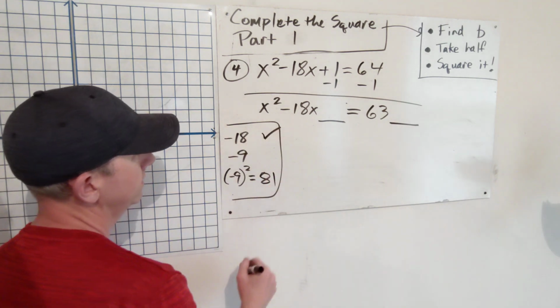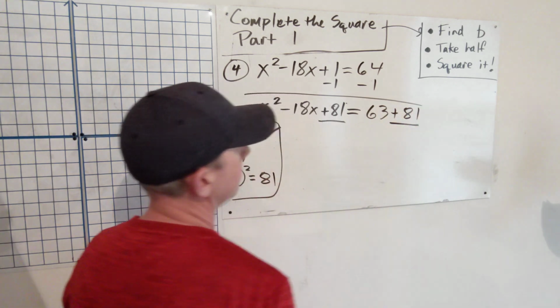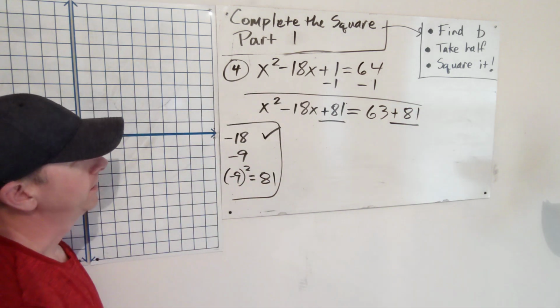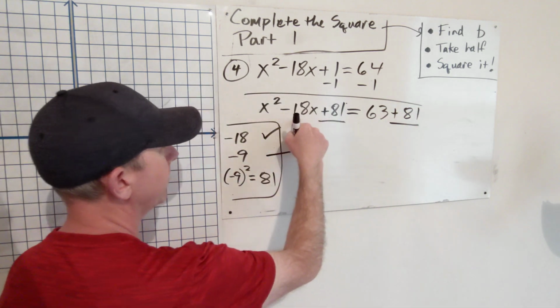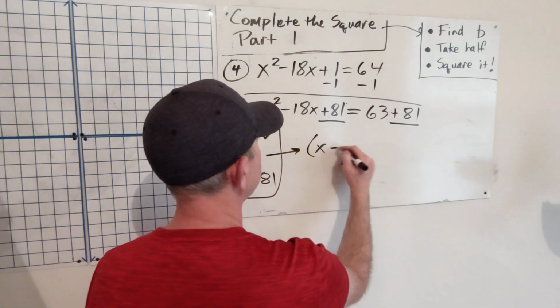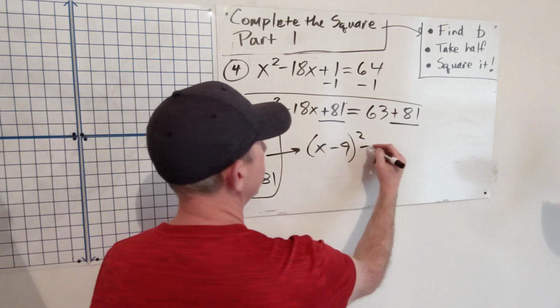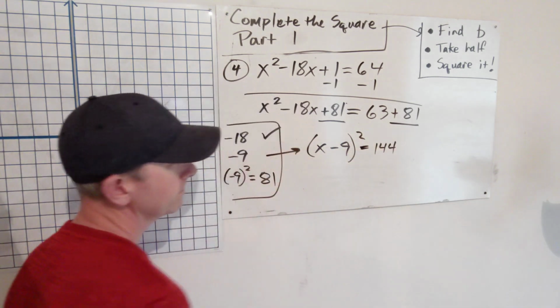All right, so we use this one. The 81 is what's going to go here, in that spot. And then, factors of 81 that combine to 18, we're going to use, again, this is important to keep the sign so you don't mess it up. But we get x minus 9 squared equals 144.